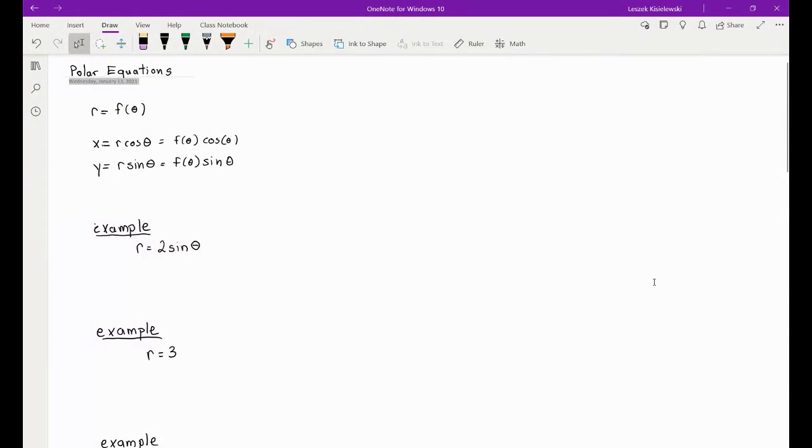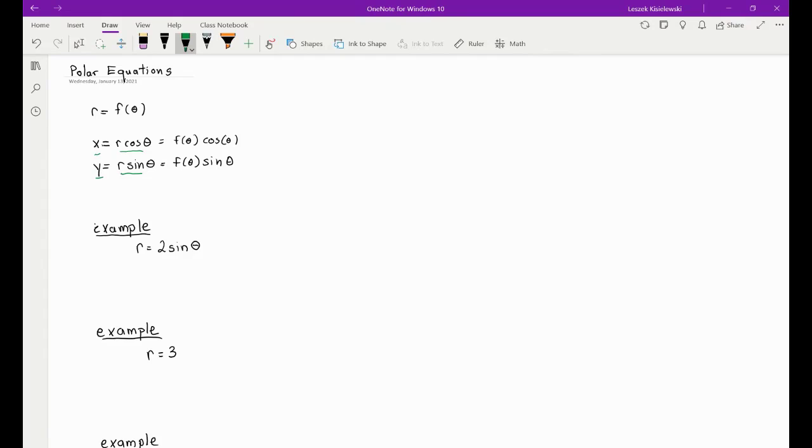All right, so next we're going to look at polar equations. So this is where r is given as a function of theta. So given theta, r tells you how far out to go from the origin, either in the positive radial direction or negative radial direction, depending on the function f. And then you want to recall that we can always relate that to x and y by using our formulas x equals r cosine theta and y equals r sine theta, where r just happens to be a function of theta this time.